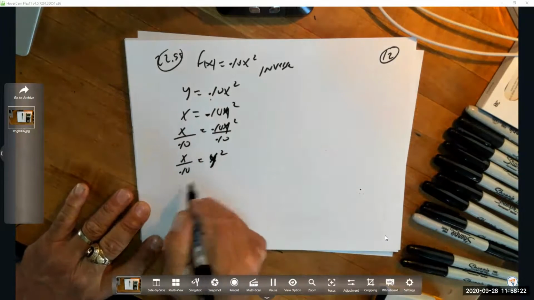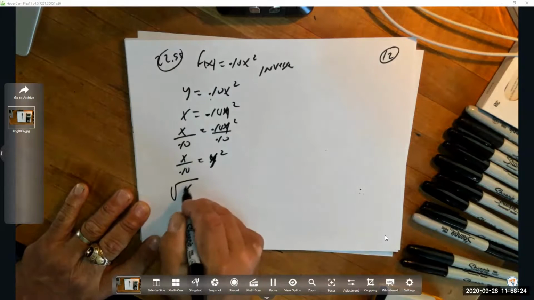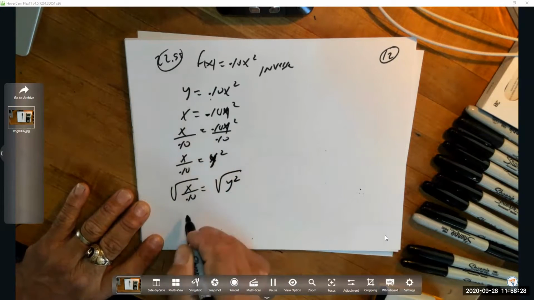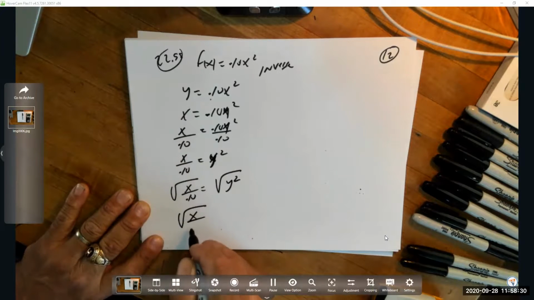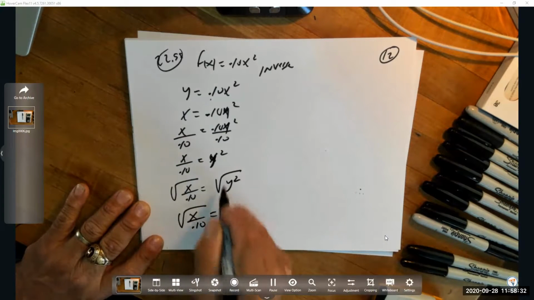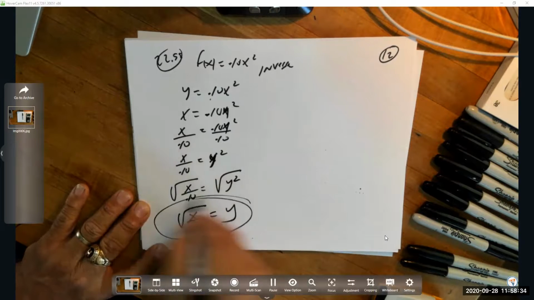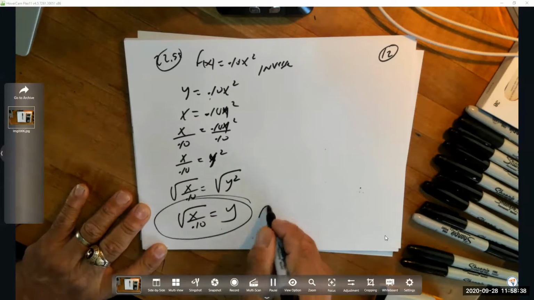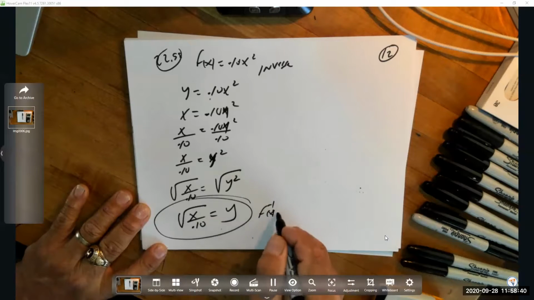So now the last step, I'm gonna take the square root of this side and the square root of this side. So this is gonna be the square root of x over 0.10 equals y. Now this is the inverse. And the inverse you write like this: f inverse of x is this thing here.